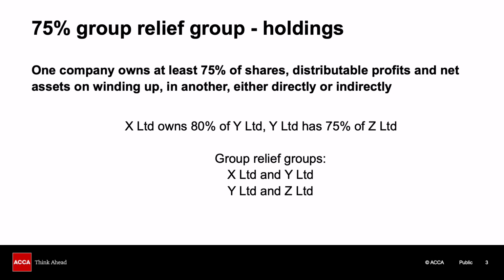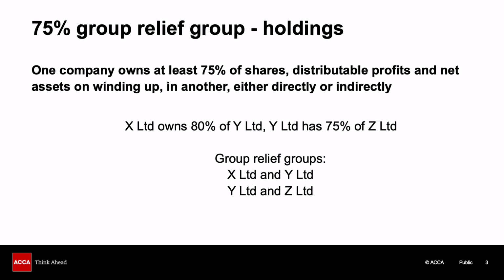Let's begin then by considering how to spot a 75% group relief group. Two companies are members of a 75% group relief group where one company is a 75% subsidiary of the other, or both companies are at least 75% subsidiaries of a third company. Indeed, we can have many more companies in a group than this, but it can help just to keep it simple to begin with.